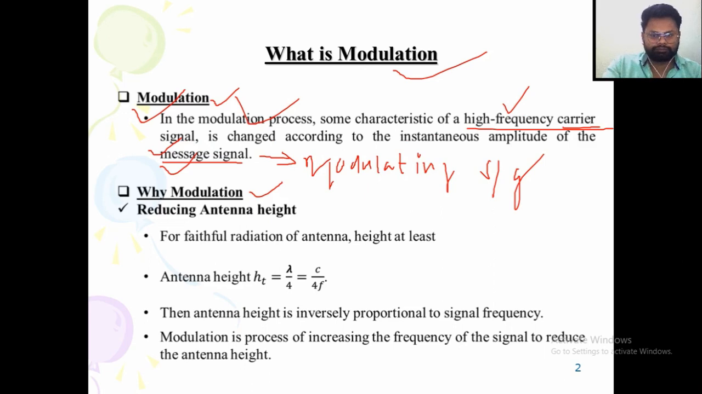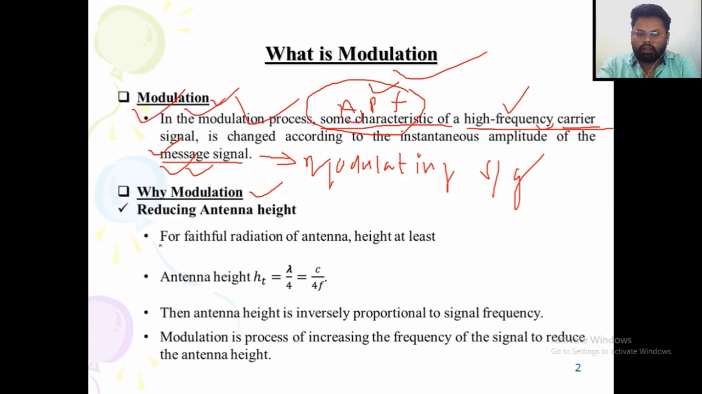Also, the characteristics of the carrier signal that can be changed are amplitude, phase and frequency. These three characteristics of the carrier signal can be changed. If you change one with respect to the message signal amplitude variation, that process is called modulation.